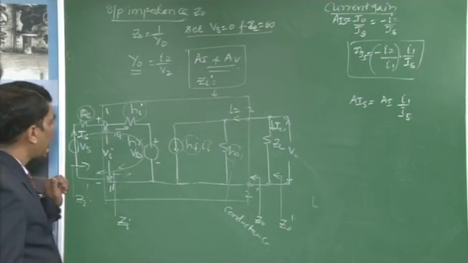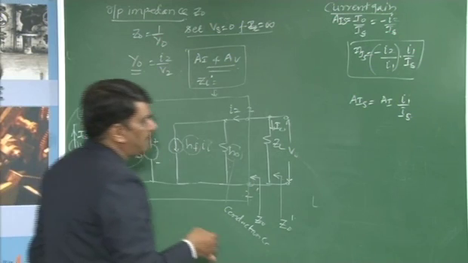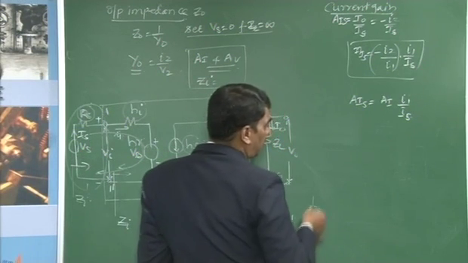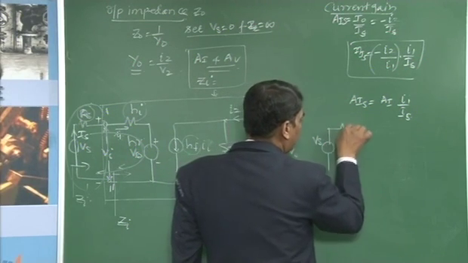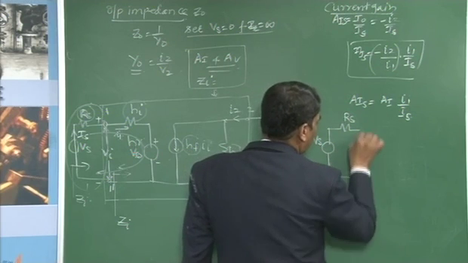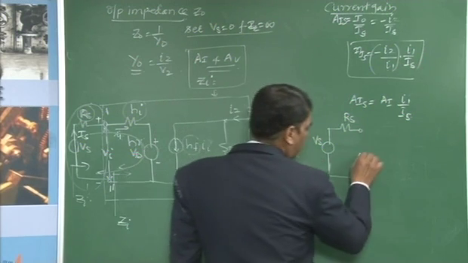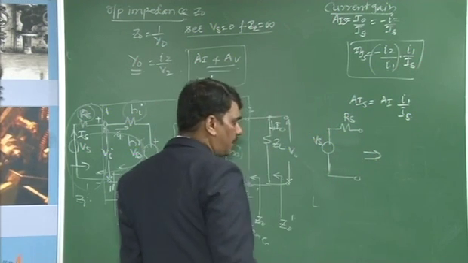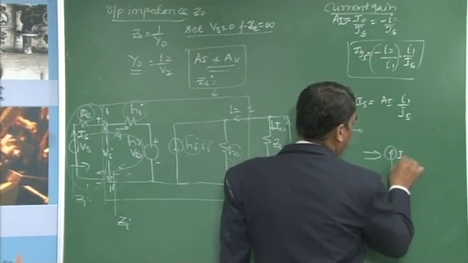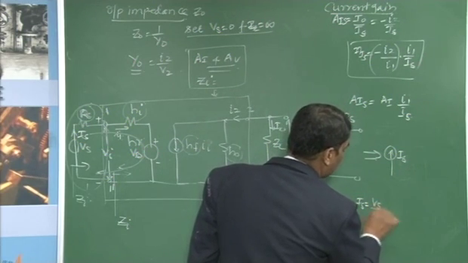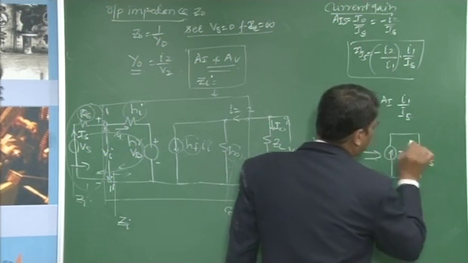This can be obtained by converting the constant voltage source into a current source. From network theory, we know this is the voltage source Vs with internal resistance Rs. Using source transformation, the voltage source is replaced with a constant current source Is, where Is is equal to Vs by Rs, and this Rs is in parallel with Is.